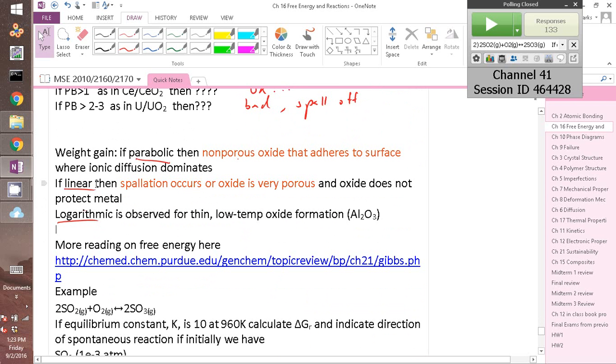If it's linear, then spallation occurs and it must be very porous, meaning the longer you leave it there, the oxide just keeps growing at the same rate. It's linear, right? So the oxide's not doing much to stop it or slow it down. And if it's logarithmic, that's sometimes observed for thin film growth. Oh, this one's for Al2O3 actually.